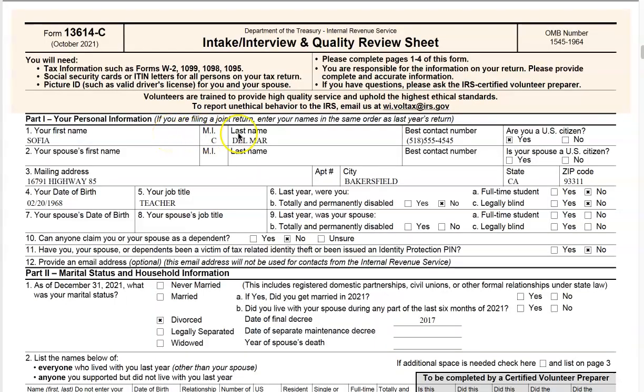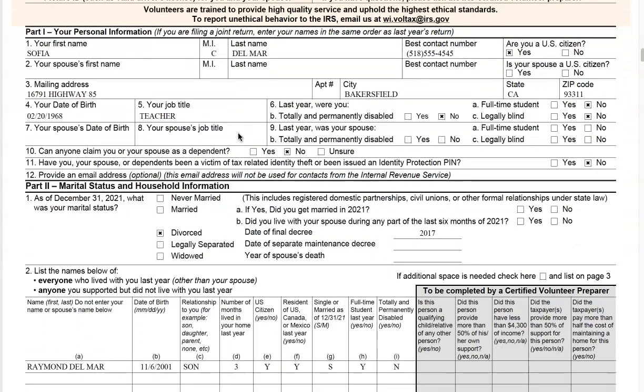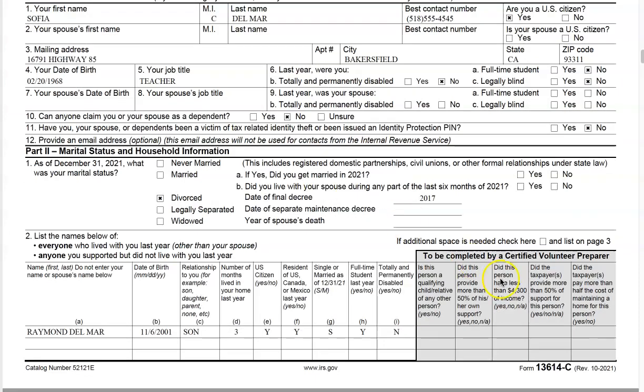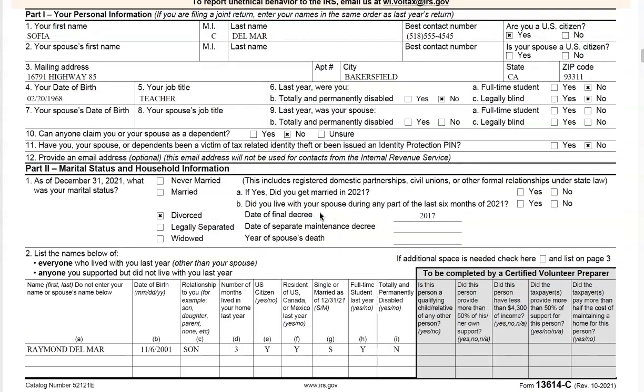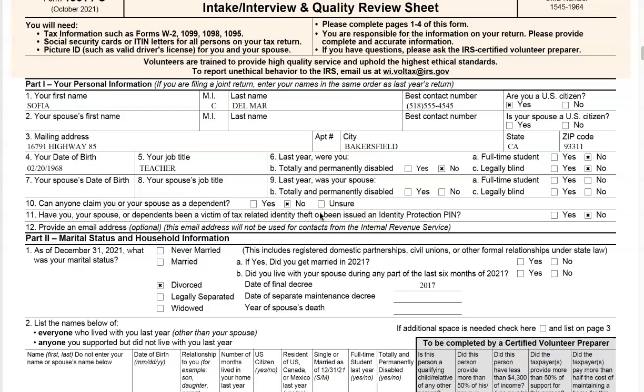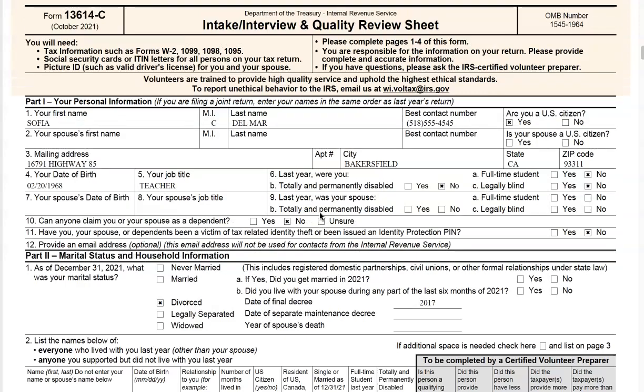So next, let's take a look at the intake booklet. I do want to point out that although this has a form number, 13614-C, this is page 1 of the intake booklet, and that form number is not the form number for the intake booklet. It's simply referred to as the intake booklet. The first 3 pages are this IRS form, but the other 5 pages are AARP Tax-Aide specific. So we're looking at page 1 of the intake booklet.